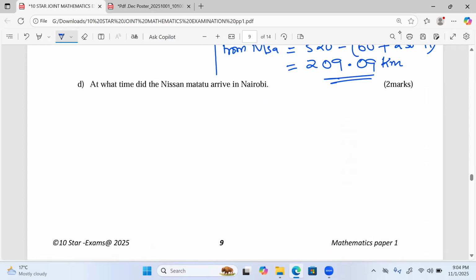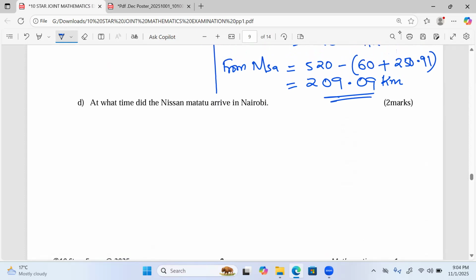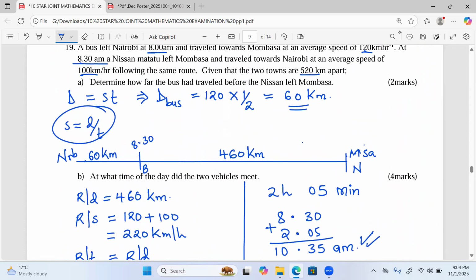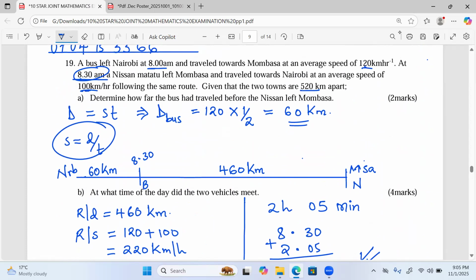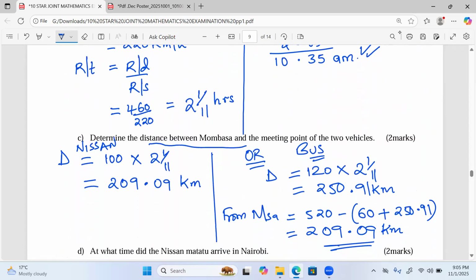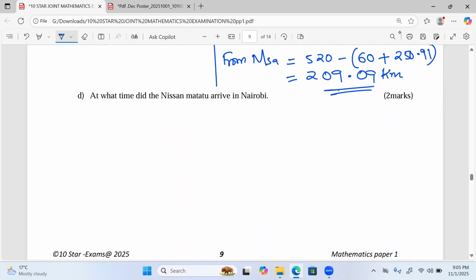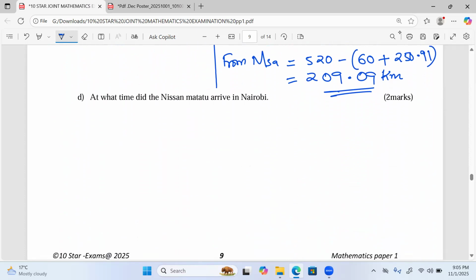At what time did the Nissan Matatu arrive in Nairobi? The Nissan Matatu to arrive in Nairobi. Remember, it started its journey exactly at 8:30, and it's having a speed of 100 kilometers per hour, and it has to cover the total distance of 520. So the assumption that we're making for us to solve part D is assuming that this vehicle didn't have a stopover. It never stopped anywhere.